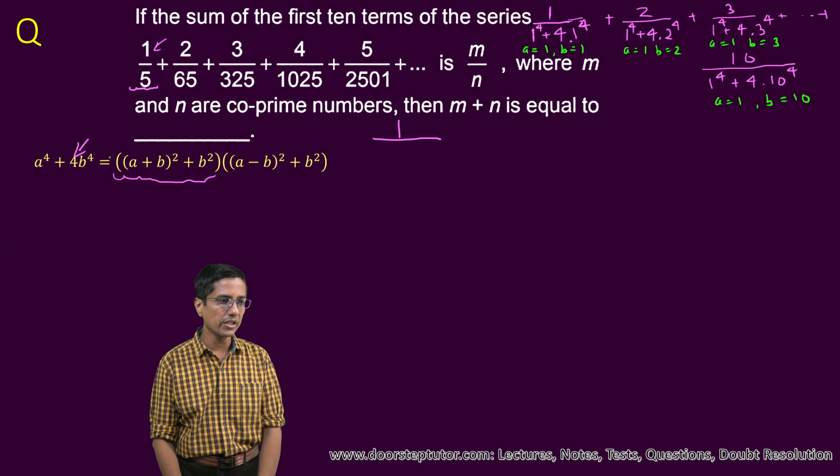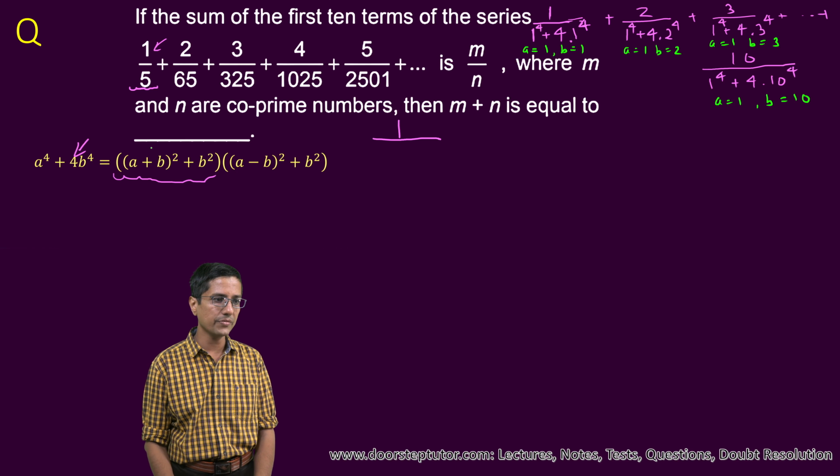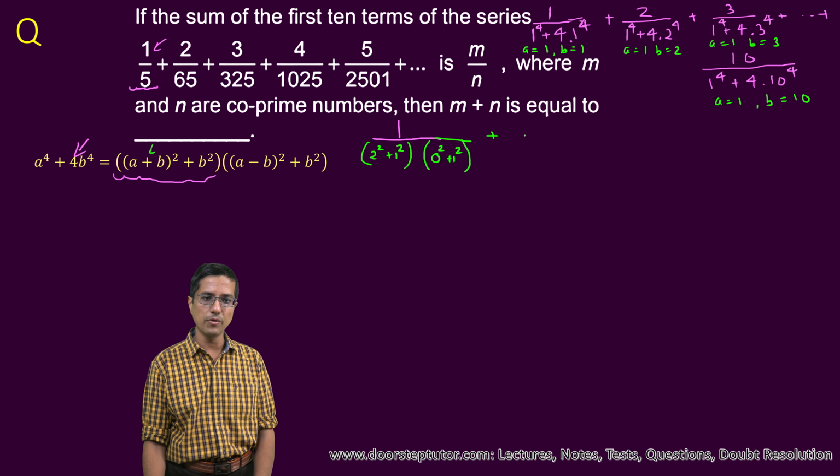Very simple. So now let's just write it. So this first term becomes a plus b the whole square. That's what we need. So we'll have two terms. The first one will be a plus b, which is 2 squared plus 1 squared, b is 1, a minus b, which is 0 squared plus 1 squared. What about the second one?